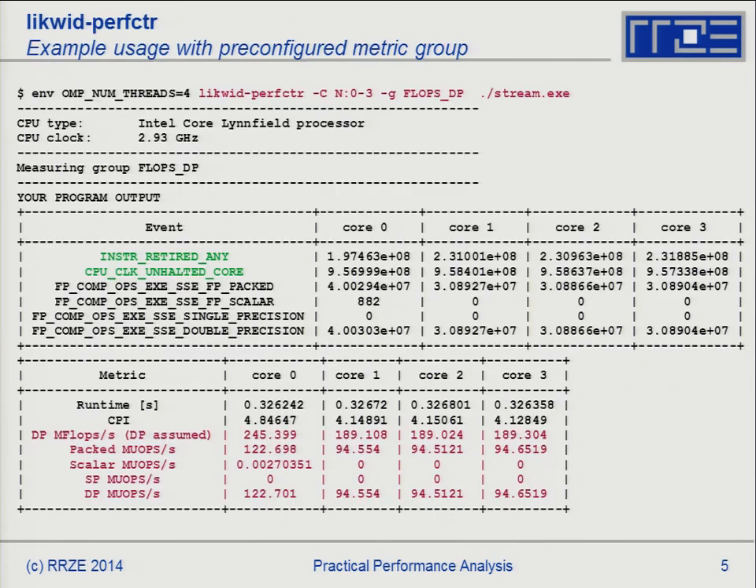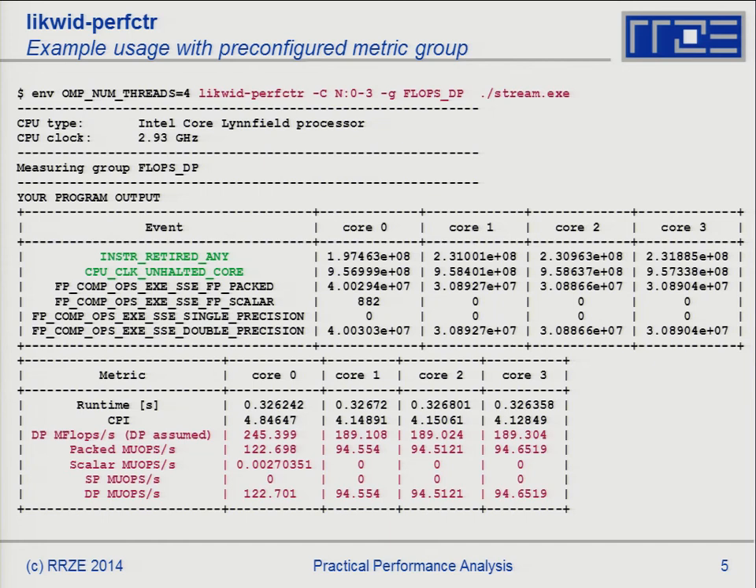So here's a simple example. We have a stream benchmark. We run likwid-perfctr with a group called FLOPS_DP. You specify it with -g FLOPS_DP. We run it with four threads. likwid-perfctr can be used as a combination of pinning and perf counting.